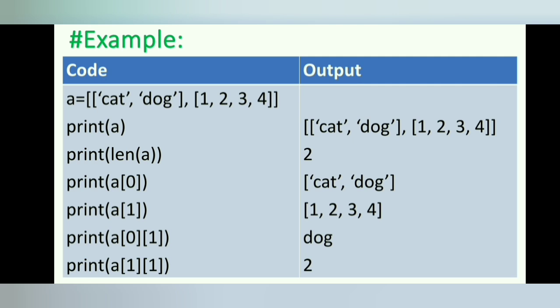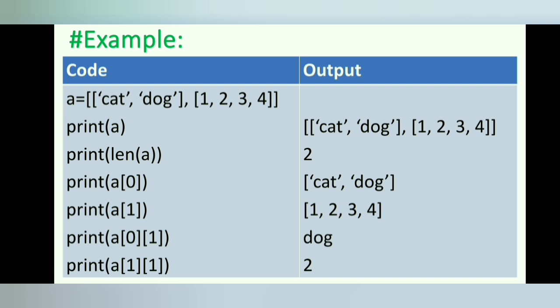The statement print A[0] will display the first item in the list, which is also a list of 2 items, cat and dog. The statement print A[1] will display the second item in the list, which is also a list of 4 items, 1, 2, 3, 4. The print A[0][1] will display the item dog.